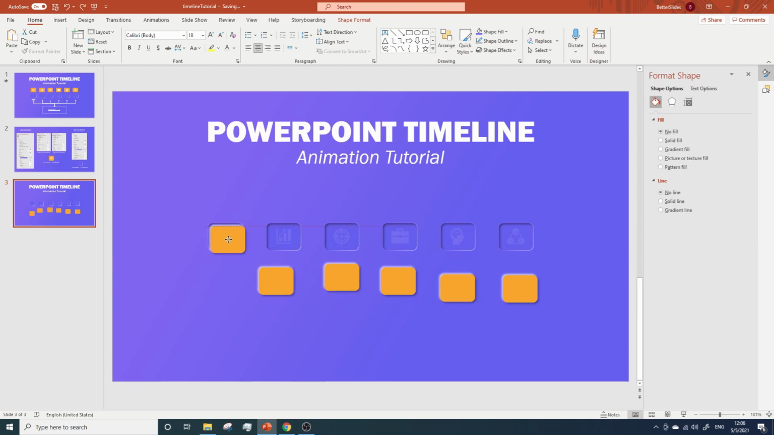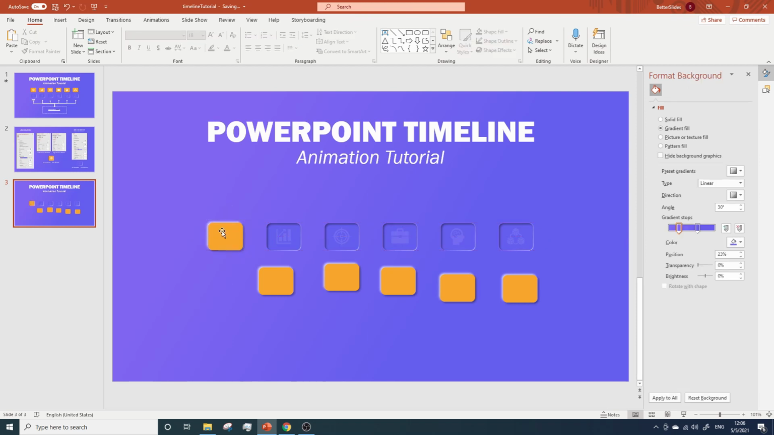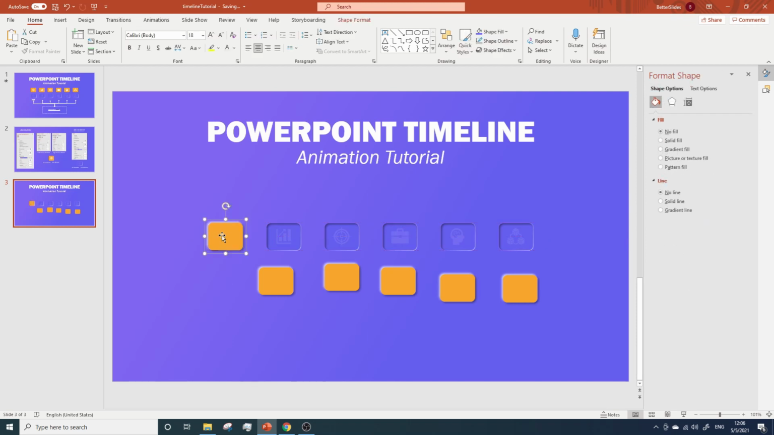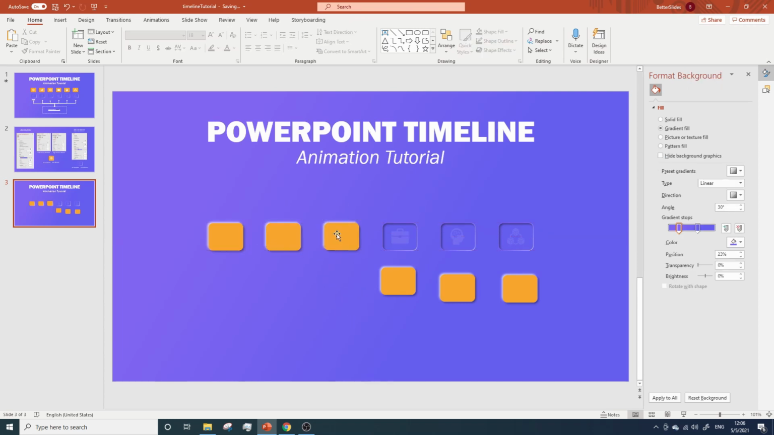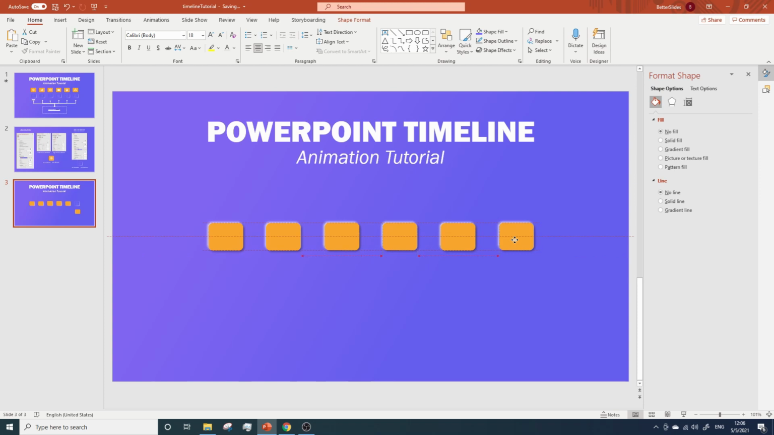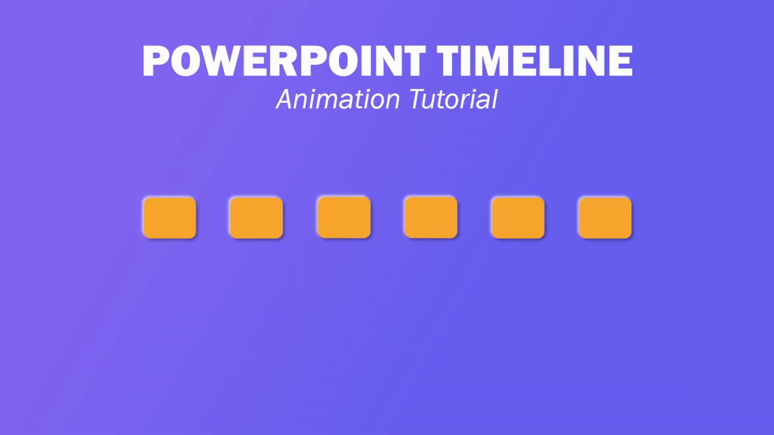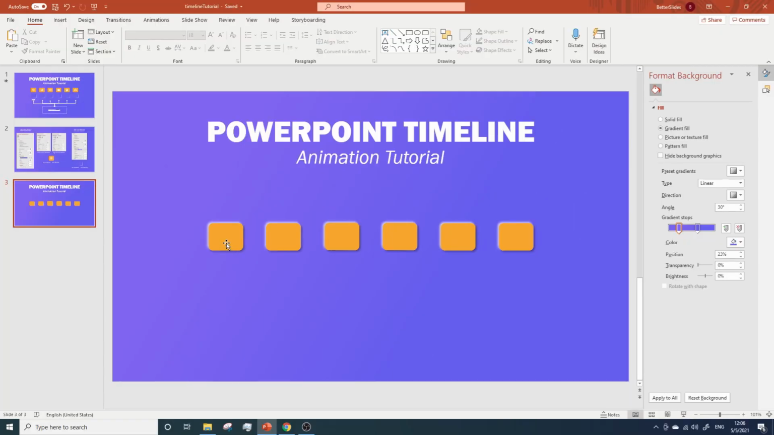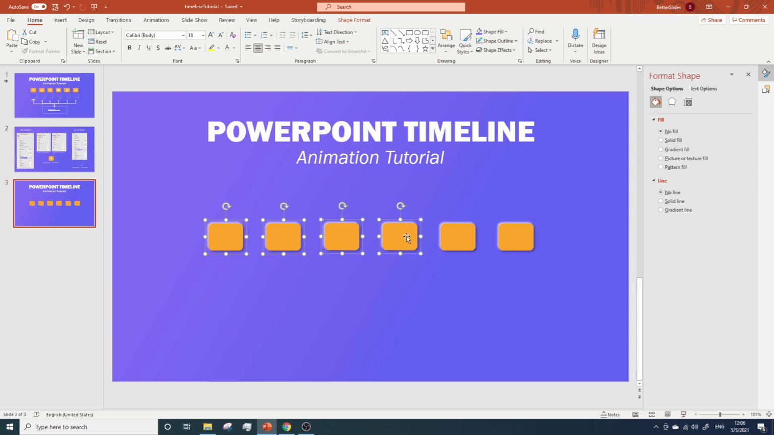Now we will need to move our shapes to the corresponding position. Just make sure they cover the blue shape completely. Let me do the rest quickly. And let's take a look. Yeah, looks good. I like it. Let's move the shapes and add the corresponding icons.